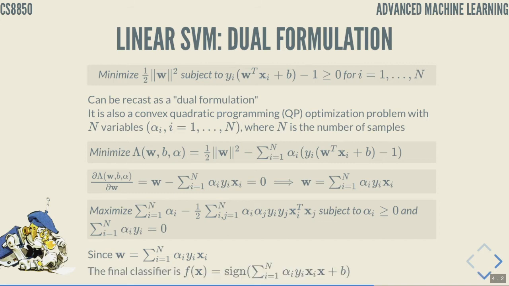Okay. So since, as we just established, W is defined as follows, our final classifier after we do the training takes the following form. x is the new sample which you want to classify. You go through all of the samples, compute the value of this expression and take the sign of it.